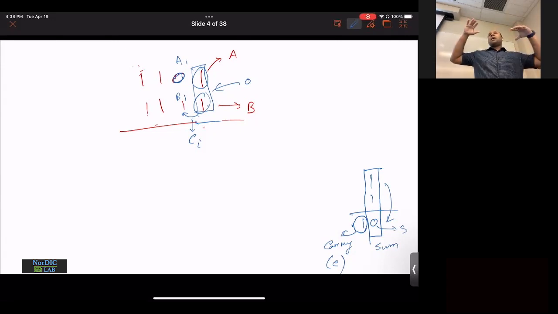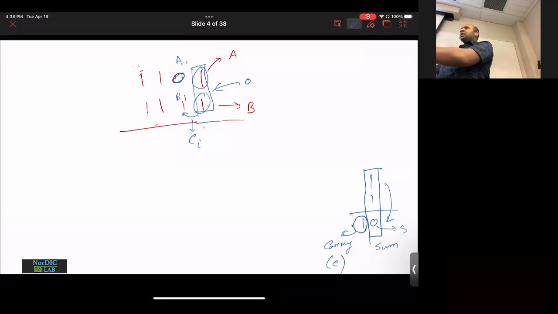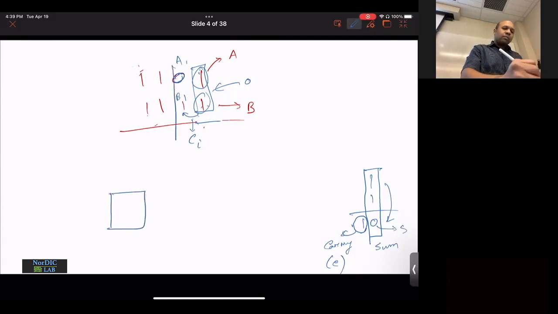I mean, you don't know for sure whether it will be 0 or 1. That depends on what bit combinations you have in the previous stage. Am I making sense? For example, instead of 1 and 1, if you had 1 and 0, then you wouldn't have any carry at all, right? So my point is, can you think of each one of these blocks?